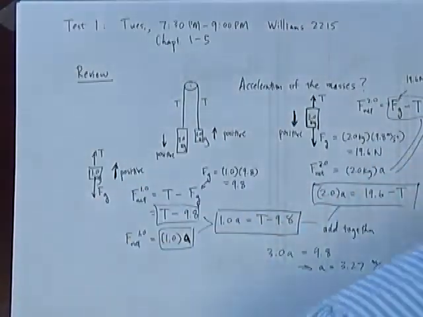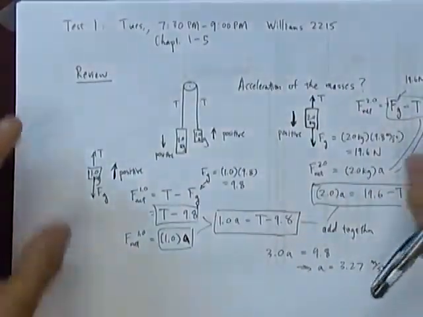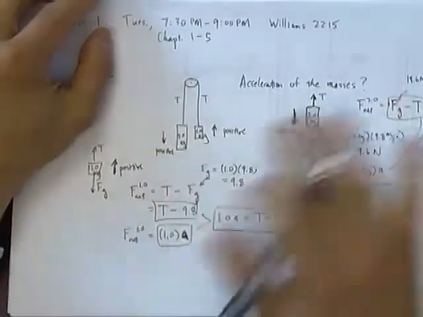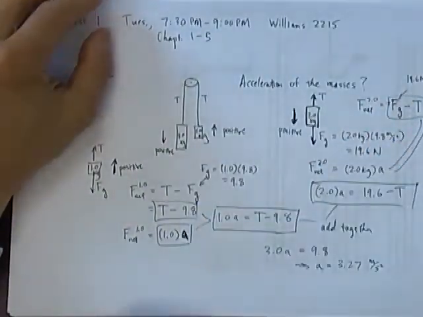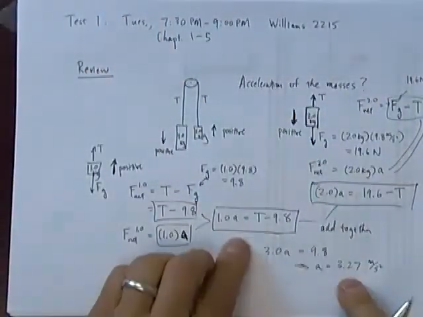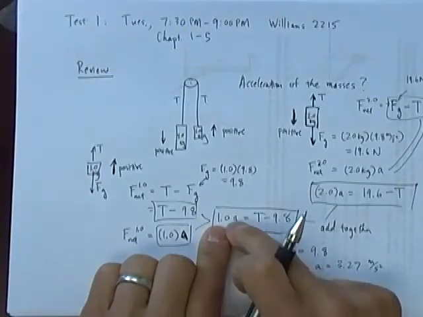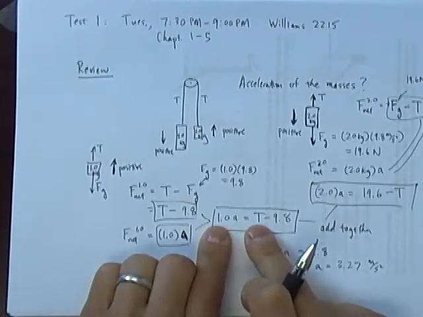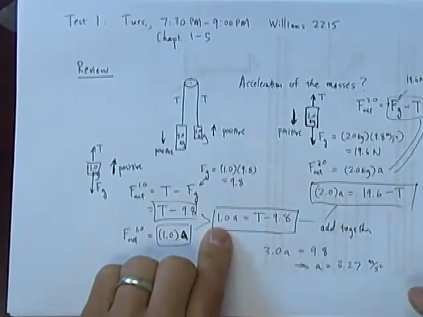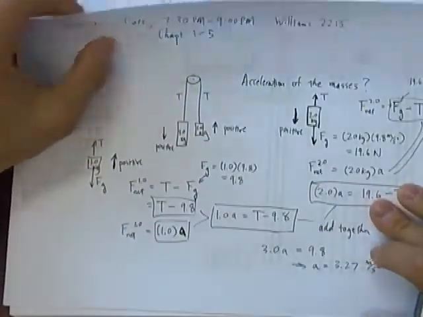Alright, so that took kind of a long time. So let me now show you a faster way to just get the acceleration. This will work perfectly. If you need to calculate the tension, we can solve for it. If we plug in that A is equal to 3.27 here, the tension must be equal to 9.8 plus 3.27. But if we just want to get the acceleration, we can do this a little bit faster.